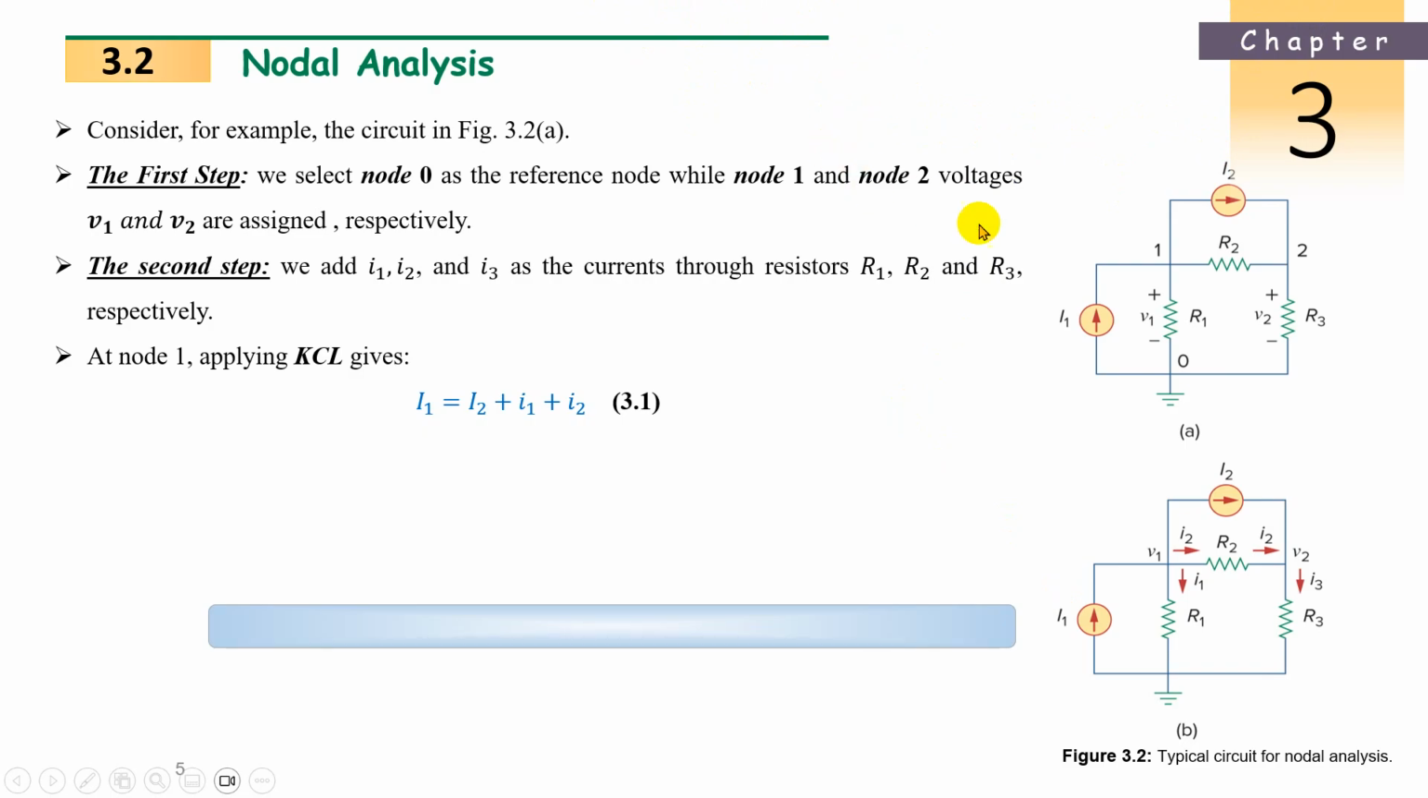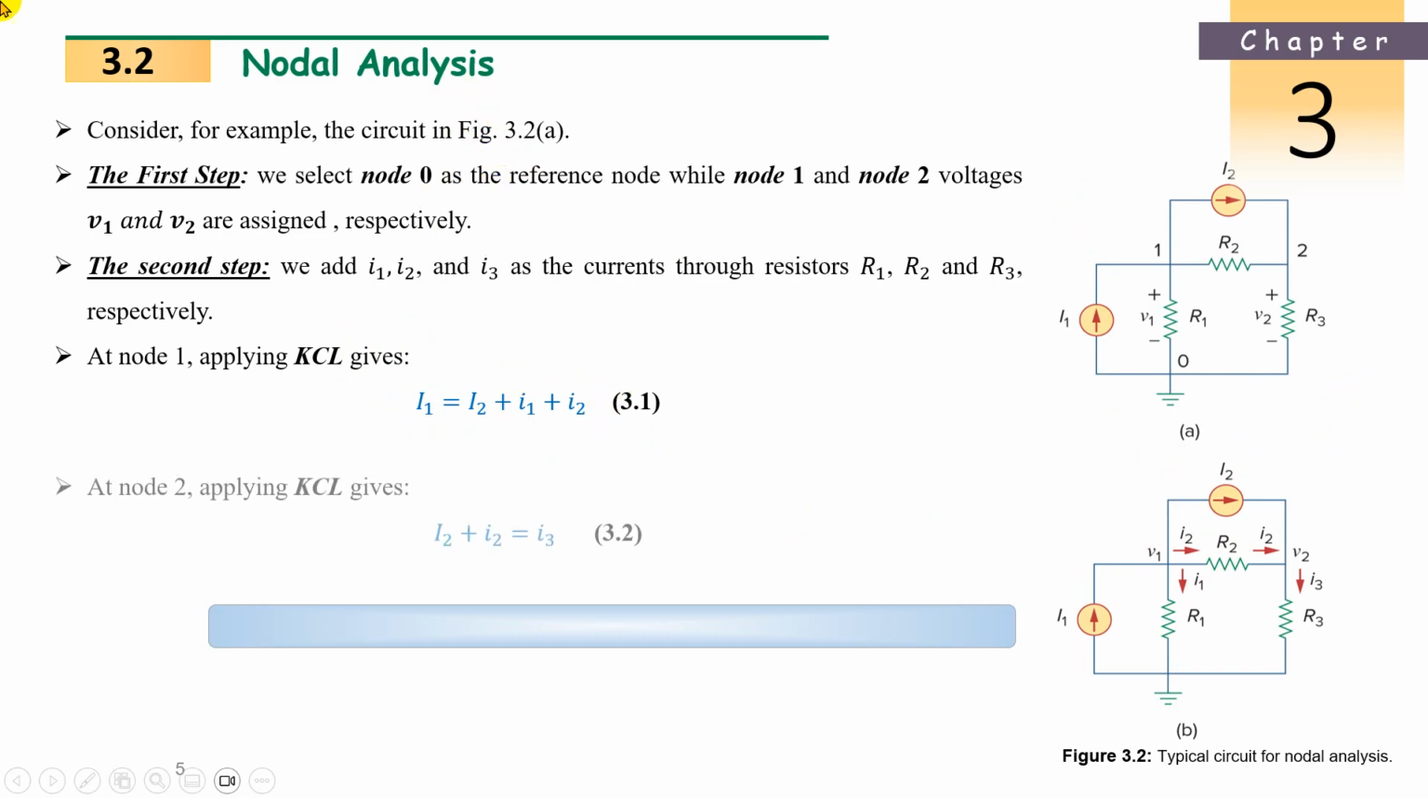This node, how many currents entering? Only one current is entering, capital I1. I1 is leaving, I2 also leaving, right? So I put capital I1 here. Now, what are the leaving? Capital I2, small I2 and small I1. So I1 is equal to I2 plus I1 plus I2. These are the leaving. First.